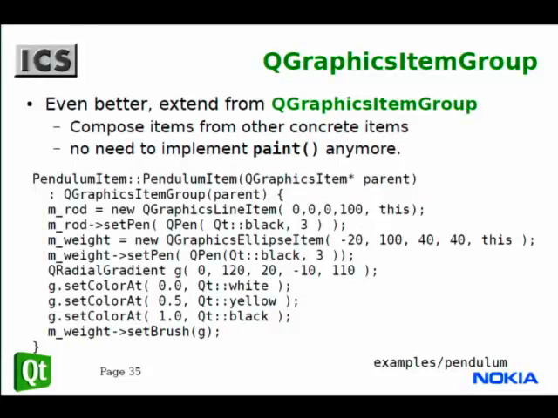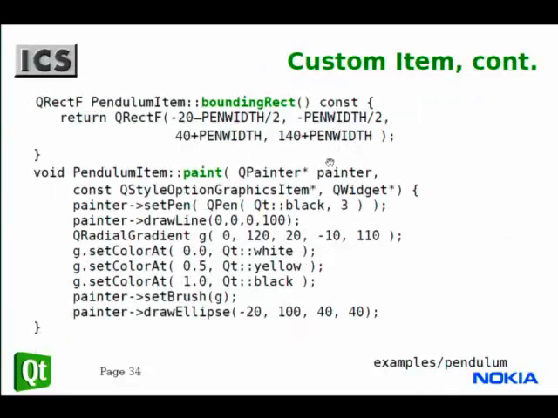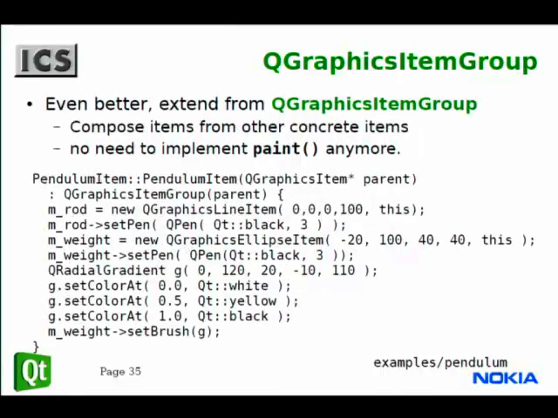Okay, so the better approach for making a pendulum would be, instead of drawing directly with your painter, to compose your item based on simpler items. And if you want to do that, the sensible base class to extend from would be QGraphicsItemGroup.